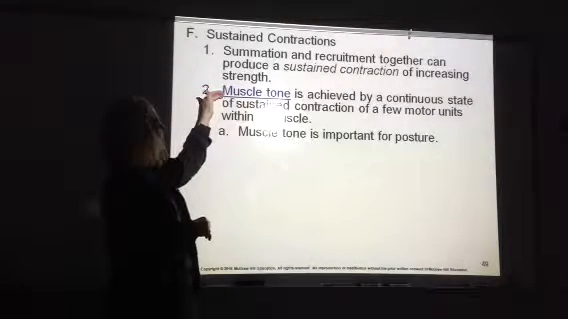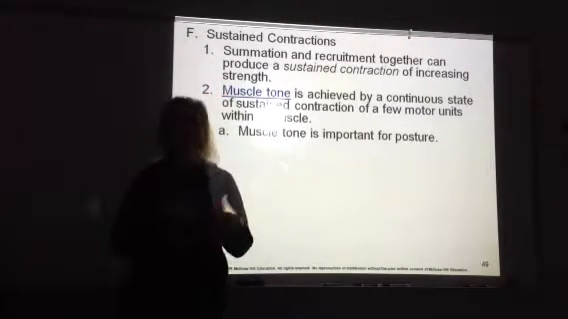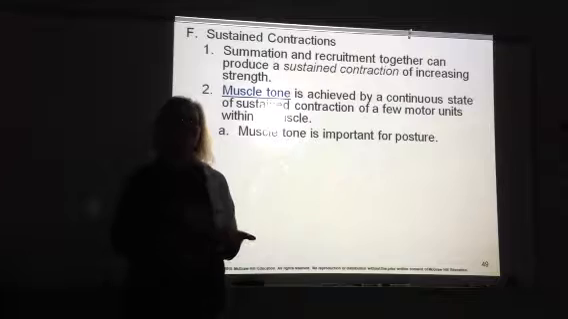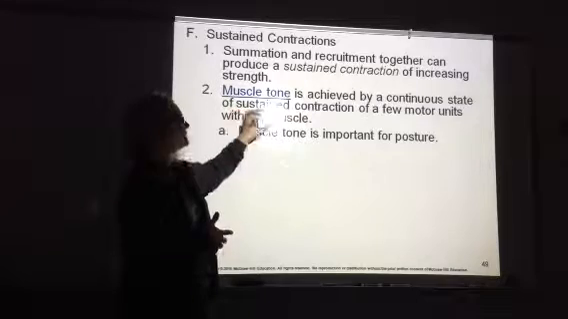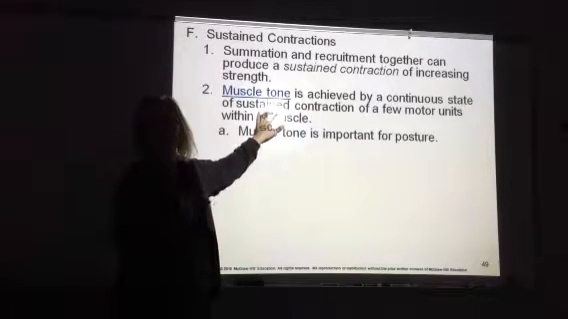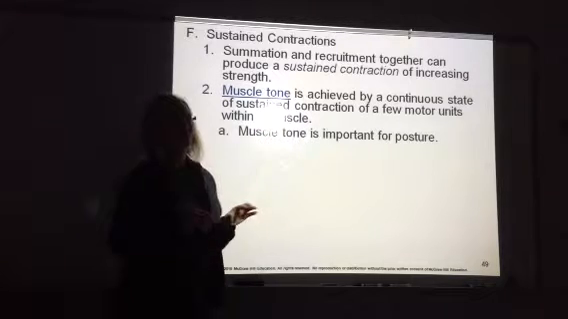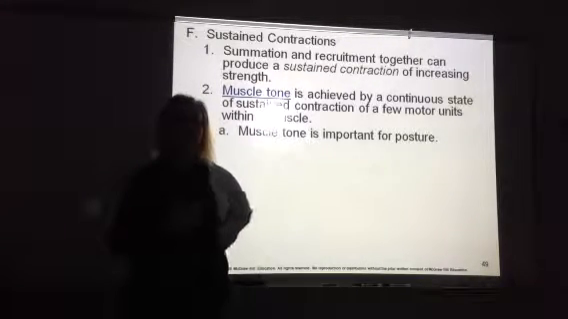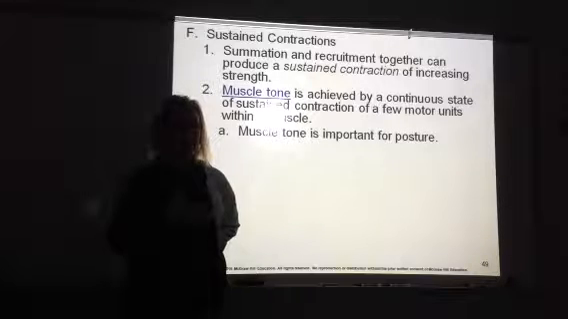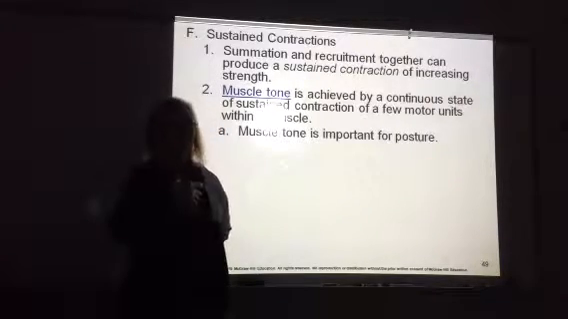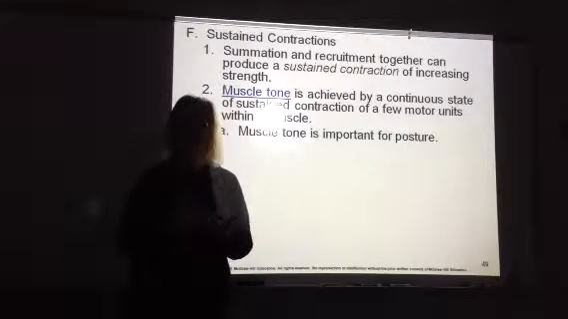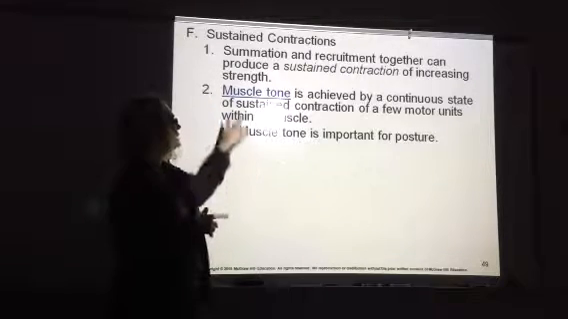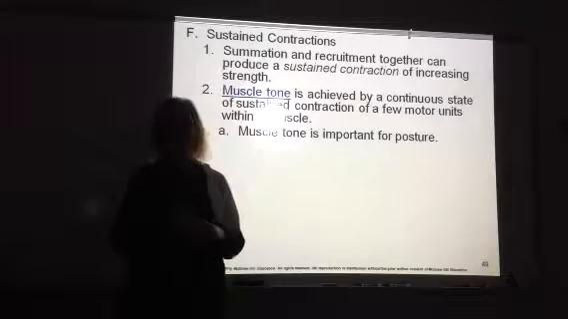Sustained contractions, muscle tone, and you've seen this on people. Some people have more natural muscle tone than others. Places you see that are like arms and legs. Muscle tone is a continuous state of sustained contraction of a few motor units. Also, it's very important for posture. If your back muscles completely relaxed, you would have absolutely no posture because they completely let go. Summation and recruitment together can produce a sustained contraction, and muscle tone is an example of that.